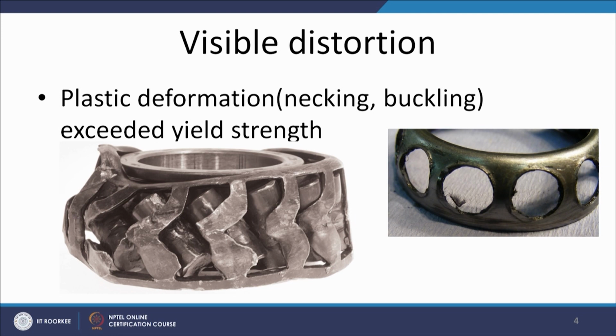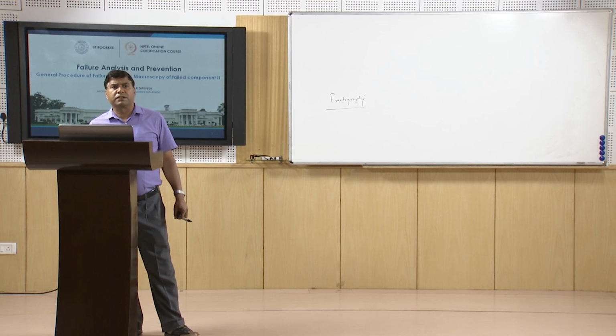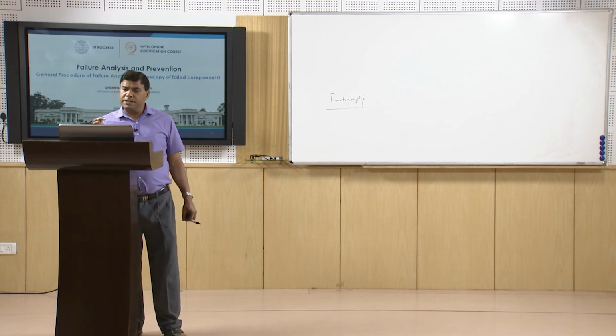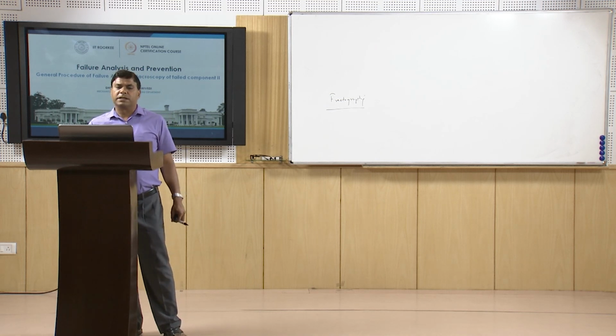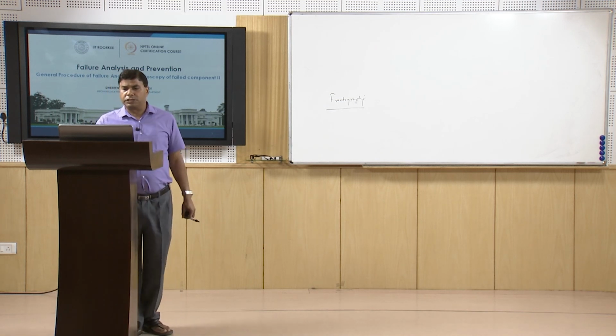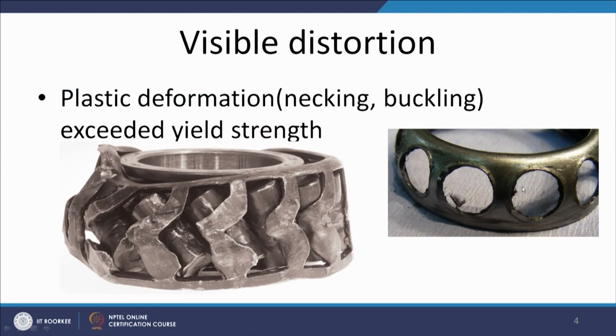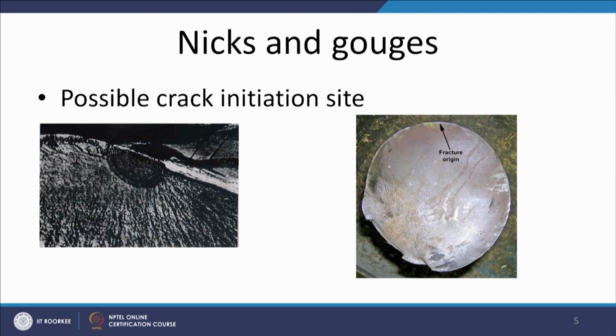And visible distortion suggests that there has been loading beyond the yield strength limit of the component, and it can be identified through buckling or necking in the component, where we can see that the component has lost its shape. This is also the failure of the bearing cage. So, in this case, although fracture has not taken place, the parts have deformed very badly, which can be identified through necking or buckling when the stresses are more than the yield strength limit.